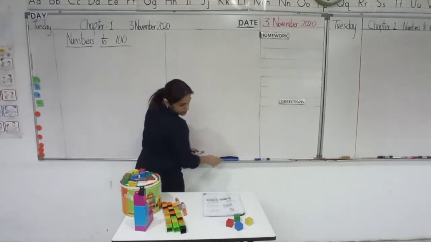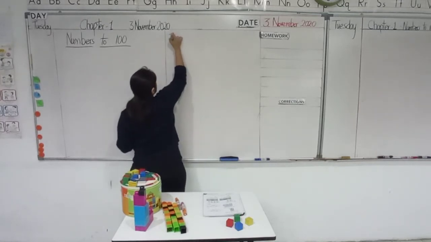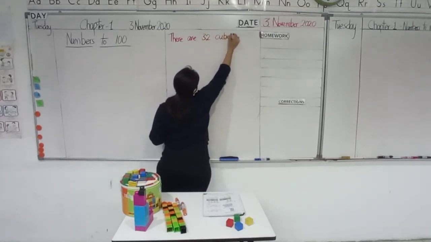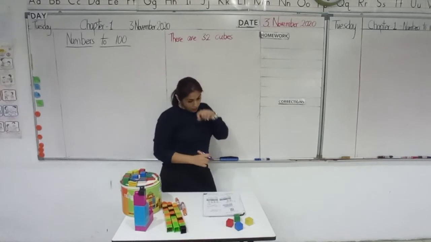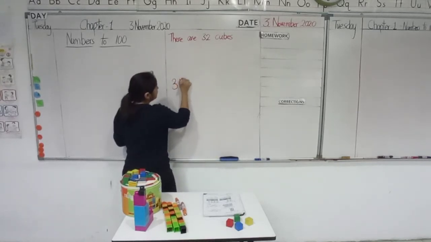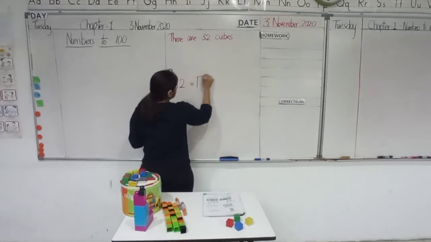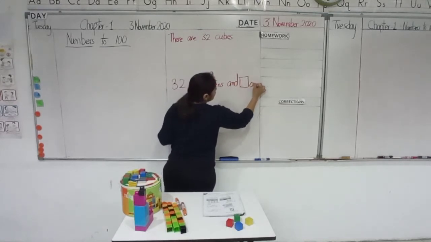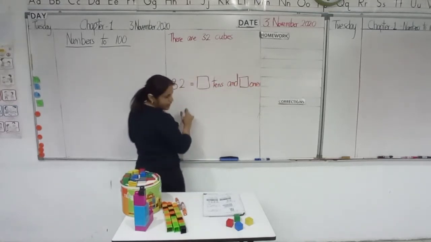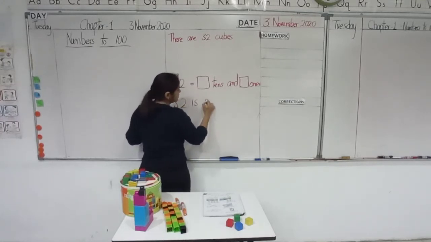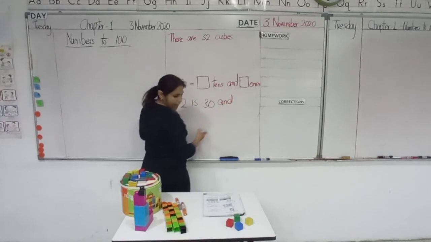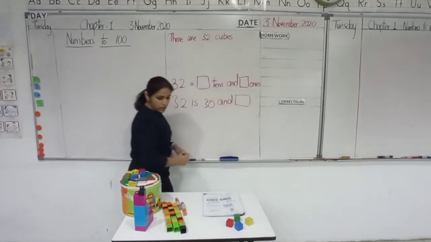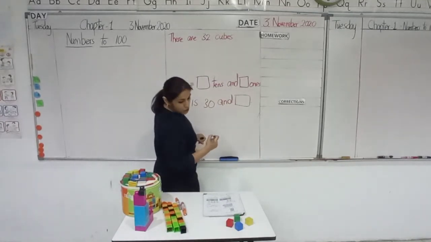Page number 13. So there are 32 cubes. Okay, now 32 equals dash tens and dash ones, because they have empty boxes there. So 32 is 30 and dash. What are we supposed to do here? We are supposed to count the cubes.